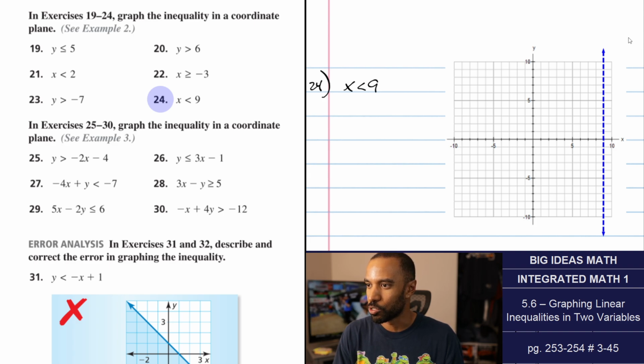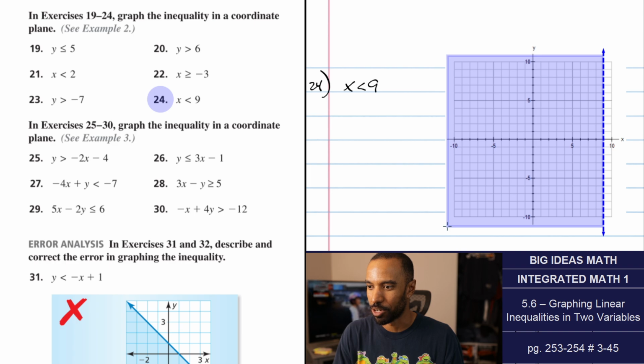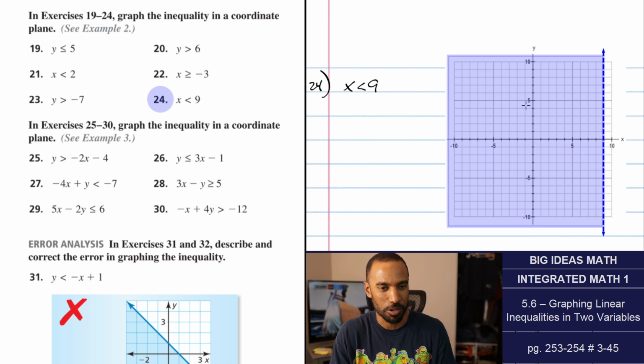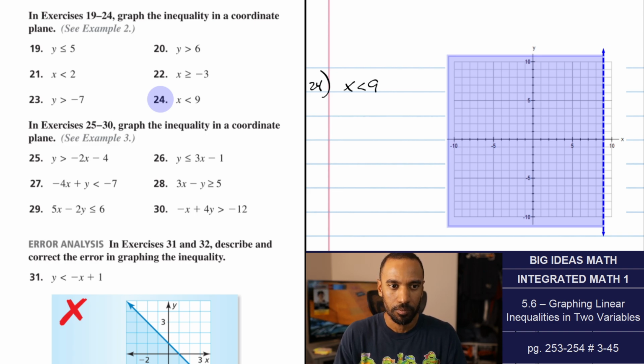Now, here's what I'm going to do this time. I'm going to use the rectangle tool. I'm going to lighten up. Let's see what this looks like. So less than 9 is on this side of 9. There we go. There's my shading. So shading to that side of 9, to the left of it, including something like 0, 0, works out on that. Okay. In exercises 25 to 30, graph the inequality in a coordinate plane.